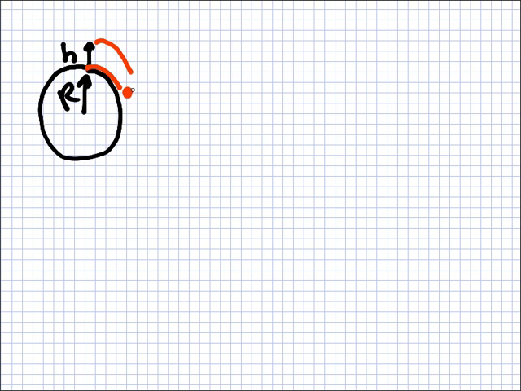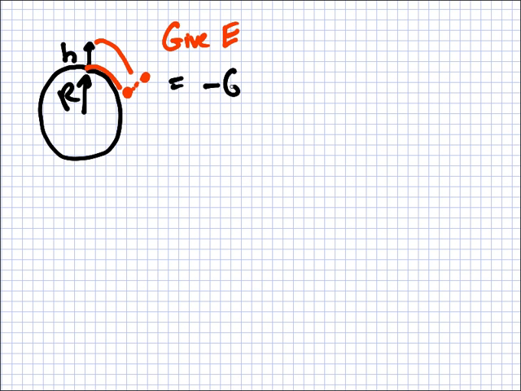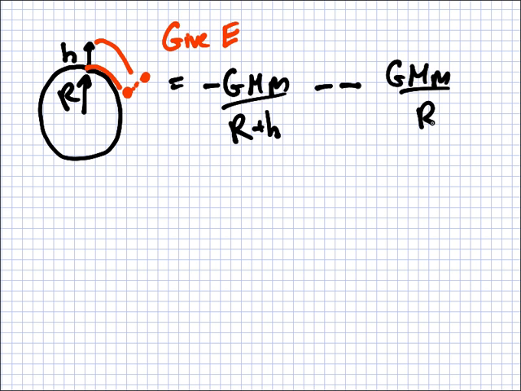So if I move this from here up to here, I give it energy. How much energy do I give it? I will give it minus GM over R plus H, minus minus GM over R. Well, look, you see that there's a GM in both, and this is 1 over R minus 1 over R plus H.